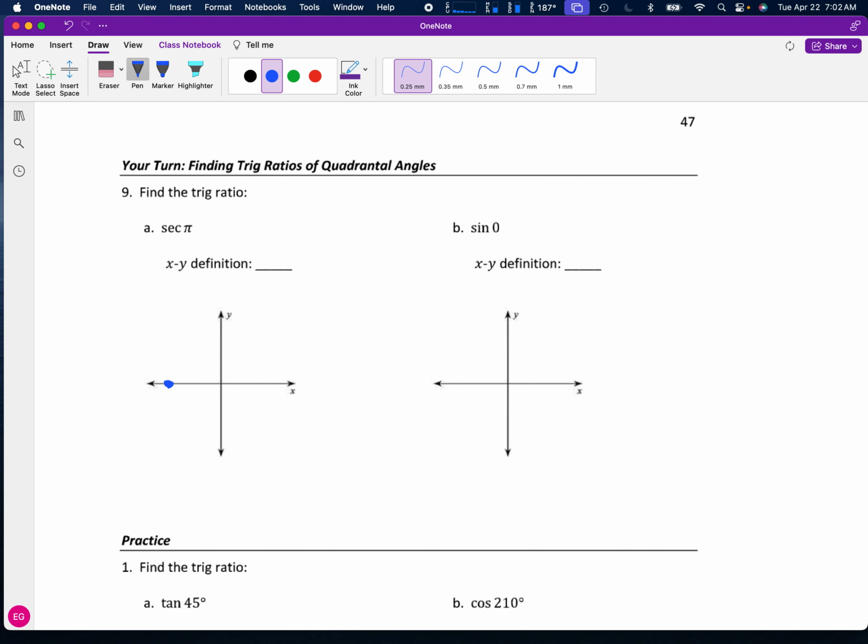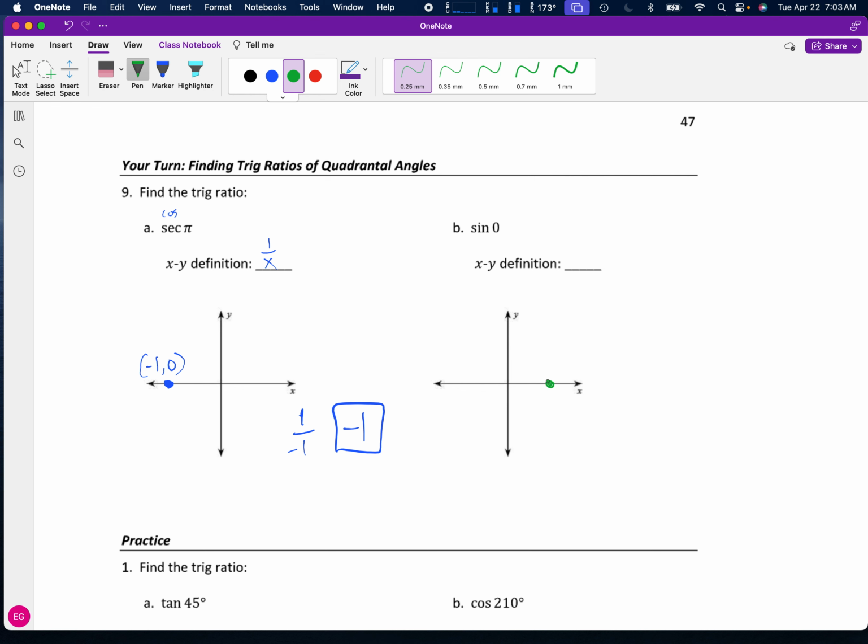Pi is going to be chilling way over here. This time I'm going negative 1 in the x direction and 0 in the y. So again, negative because I'm going to the left. And I'm just going to use the easiest numbers, 0s and 1s. Now, secant is really a cosine flipped upside down, and cosine is really x. So this is going to be 1 over x. So when I look at this point, my x value is negative 1, so I'm going to have 1 over negative 1, so negative 1. So secant of pi is going to be negative 1.